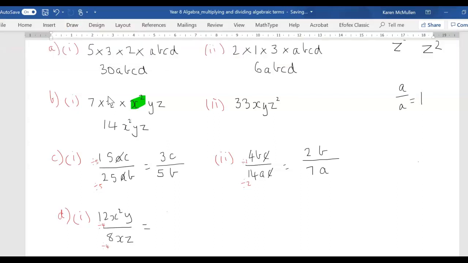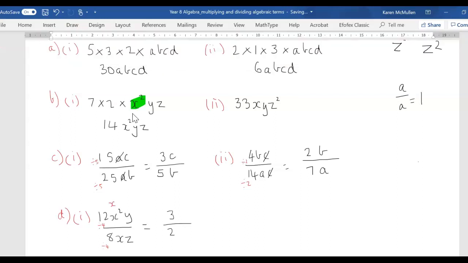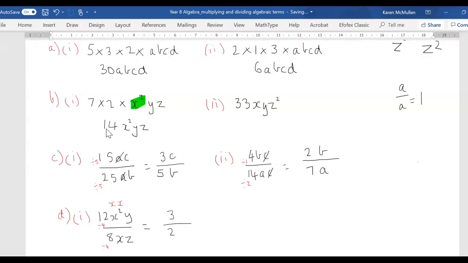So 12 divided by 4 is 3. And then 8 divided by 4 is 2. So we're going to have 3 over 2. All right, on top we've got x squared. So remember, x squared is the same as x times x. This is a little bit trickier. I can only cancel out one of my x's. Okay, so because I've replaced that x squared with x times x.